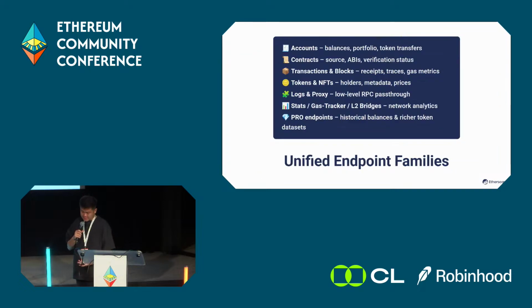As I mentioned, we unified all our endpoints: account, contract, transactions. For token and NFT specifically, you are able to get the metadata, prices, and holders as well. This is particularly important if your deployment includes bridging to other networks. Then stats, and we also have our pro endpoints, which are a richer data set you are able to tap into.